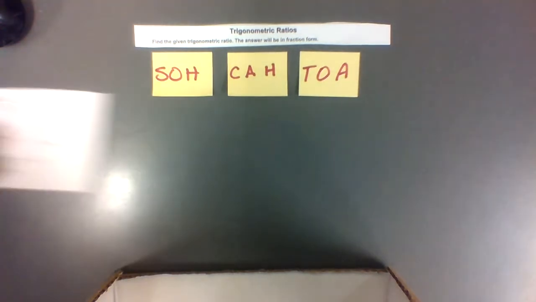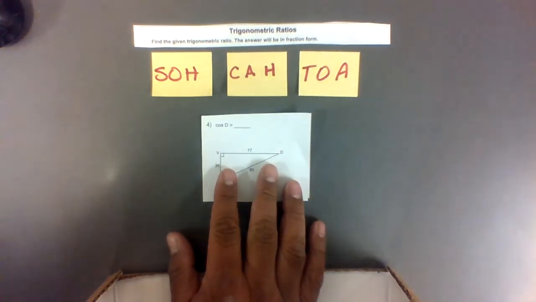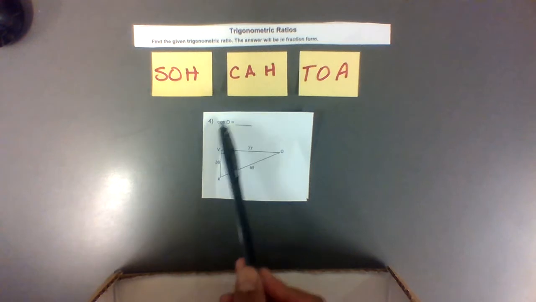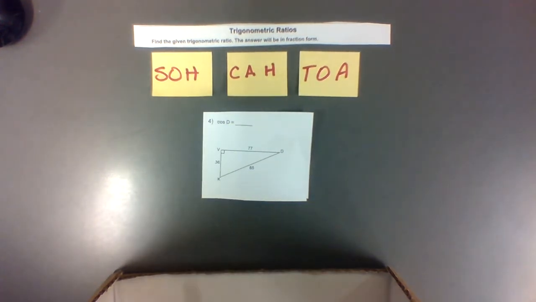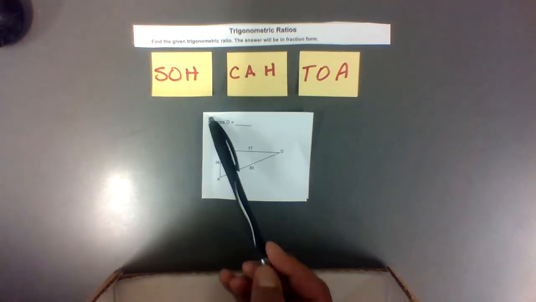We're going to do one last one, to make sure we are familiar with all three ratio setups. So here would be the question. It's obviously asking for the cosine. That's this ratio. Cosine is adjacent over hypotenuse.